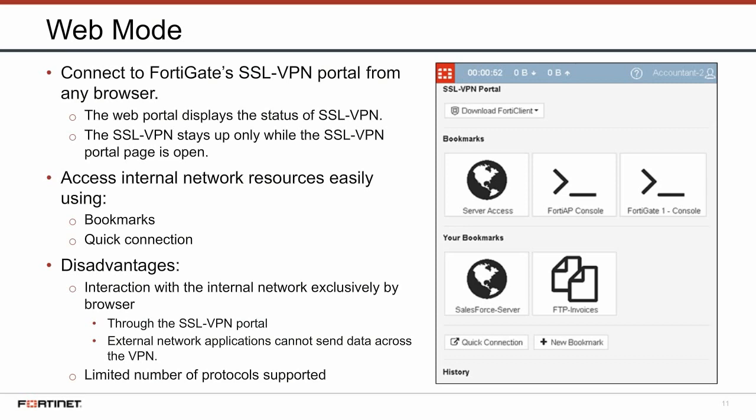Web mode has two main disadvantages. All interaction with the internal network must be done using the browser exclusively, through the web portal. External network applications running on the user's PC cannot send data across the VPN. This is a secure HTTP/HTTPS gateway mechanism that doesn't work for accessing everything, but just a few popular protocols such as HTTP, FTP, and Windows shares.